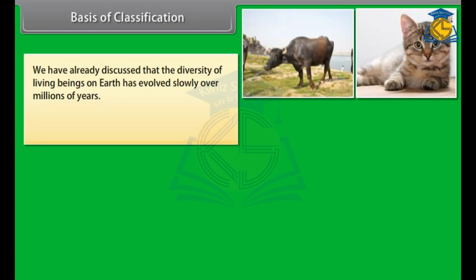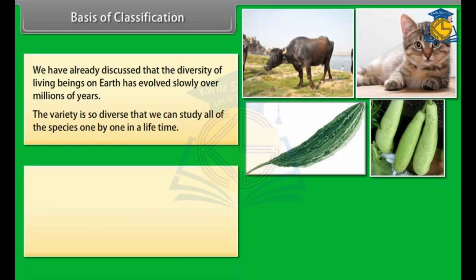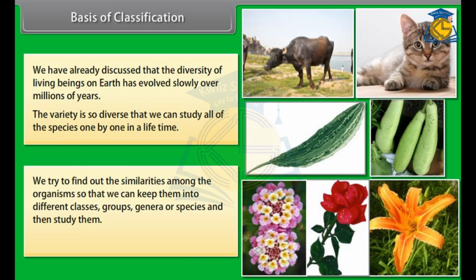We have already discussed that the diversity of living beings on Earth has evolved slowly over millions of years. The variety is so diverse that we cannot study all of the species one by one in a lifetime. So we try to find out the similarities among the organisms so that we can keep them into different classes, groups, genera or species and then study them. This grouping is known as classification.